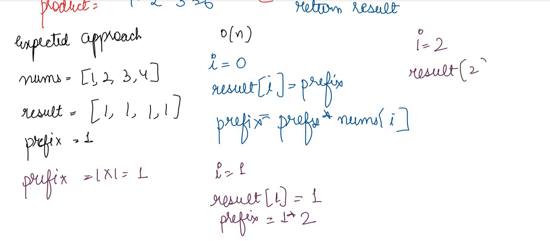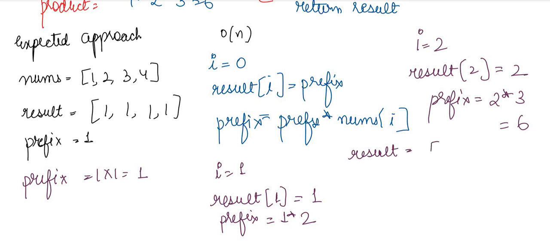The result of 2 will be equal to prefix. Prefix value is 2, and then update the prefix value. So prefix value will be updated to 2 into nums of I value. I is 2, so nums of I is 3. So 2 into 3 is 6. This way we are doing it. So what will be the result value now? Result value will be 1, 1, 2. The first two times the result value was 1 only, but result of 2 is 2. The other part is still this. Right? Got it? This much.